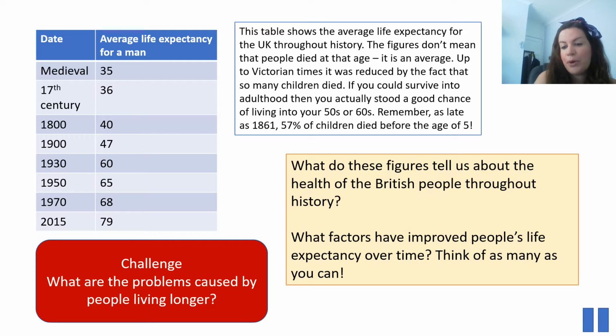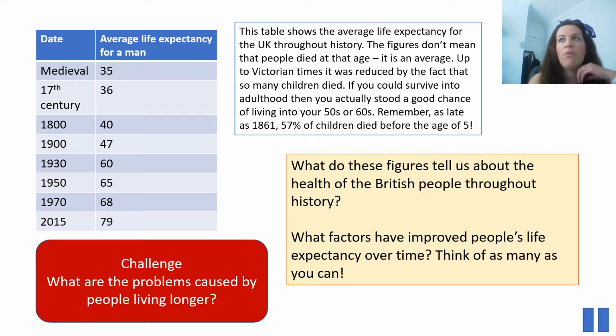So for example, today we're looking at the government implementing and putting in reform. So one factor could be the government, but what other things do you think will have helped life expectancy? How have we gone from a life expectancy average for a man of 35 through to 79? And then if you want to challenge yourself, what kind of problems are caused by people living longer?